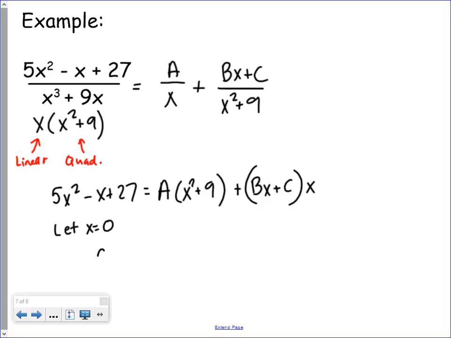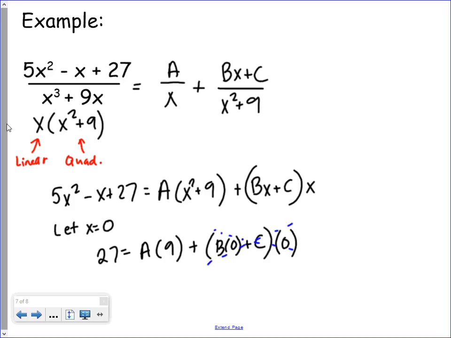That will give me 27 equals a times 9 plus, and then it would be b times 0 plus c, which that wouldn't cancel out everything. I'd still have a c, right? But then when I multiply it by 0, then it becomes 0 and everything cancels out. So I have 9a equals 27, therefore a is 3.